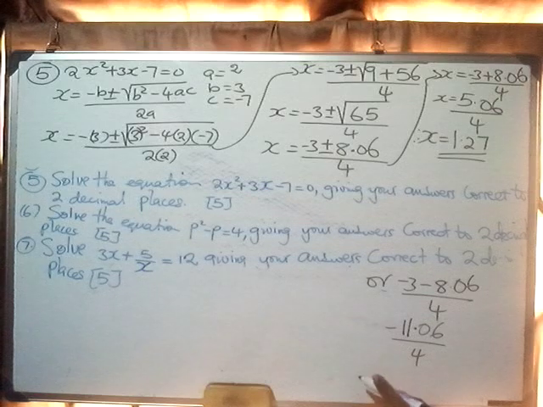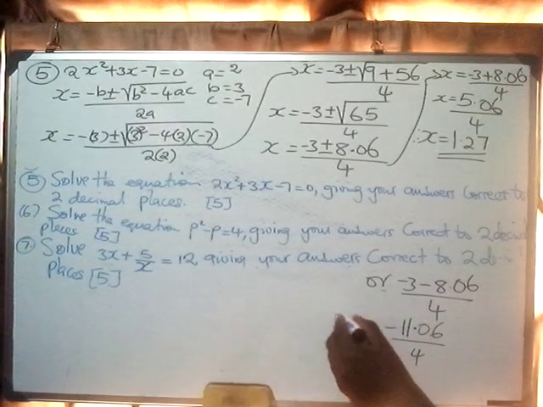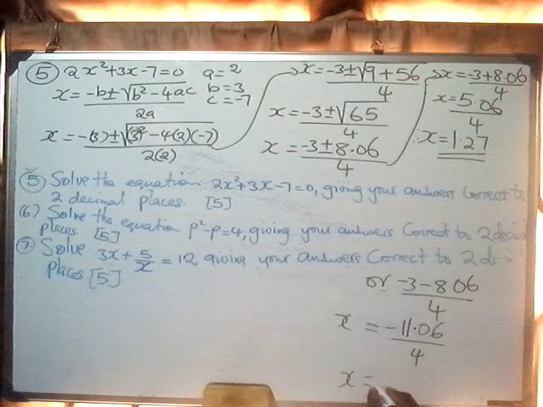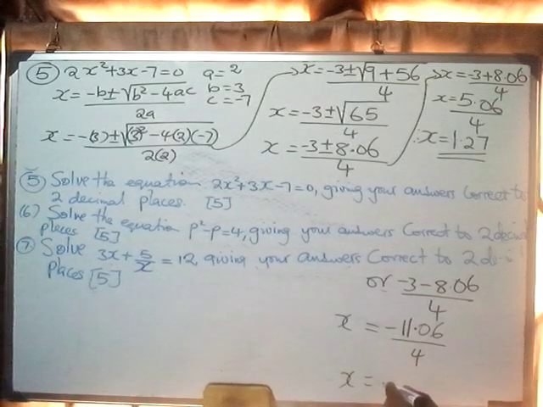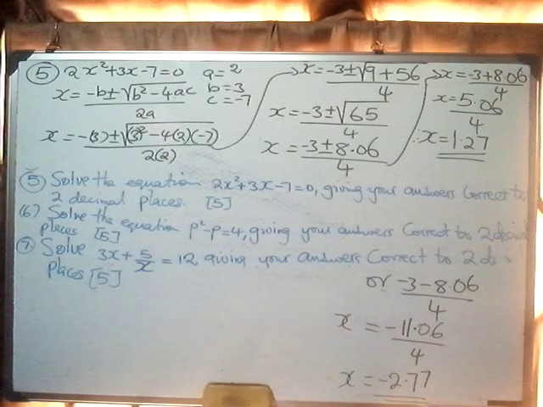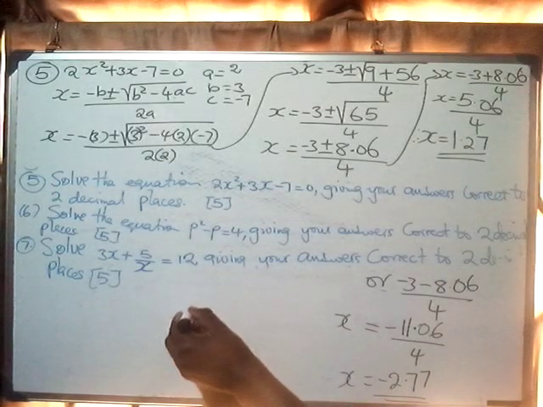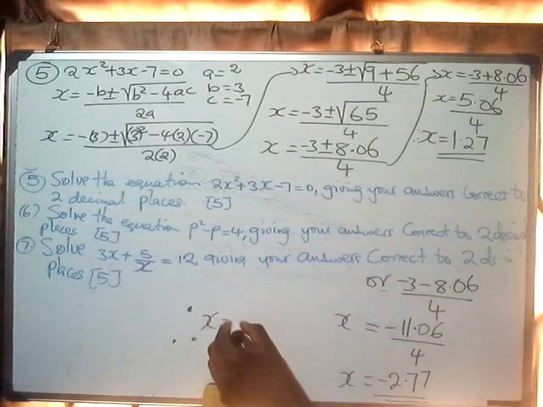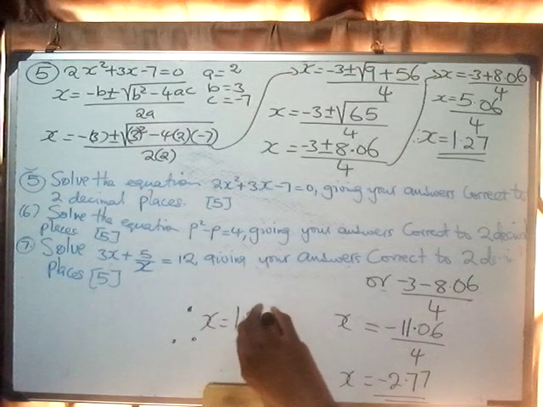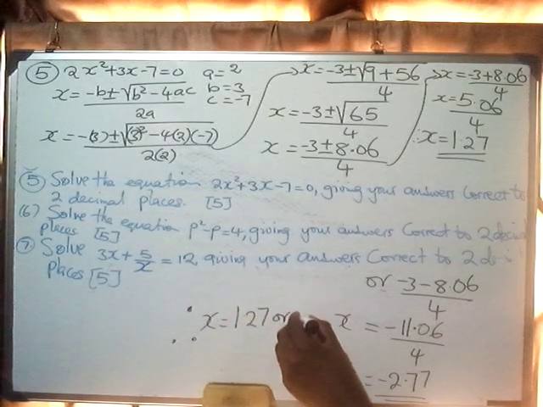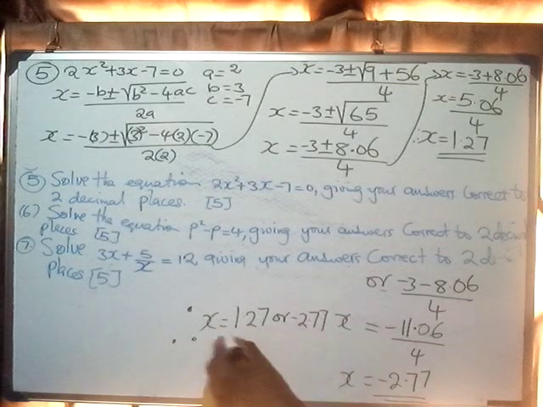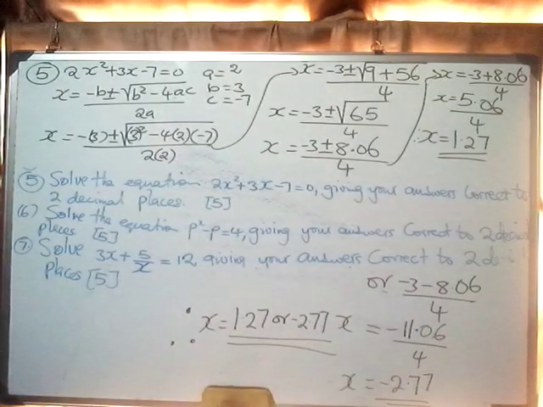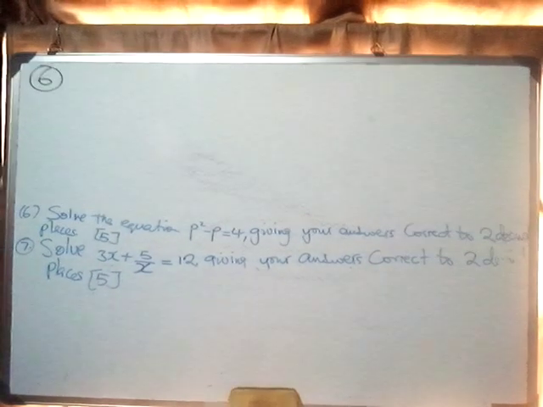And what is our answer there? I'll say this, or x. What will be the answer there? We are going to have negative 2.77. So therefore, the values of x are 1.27 or negative 2.77. These are the final answers for question number 5. Let's go now to question number 6.